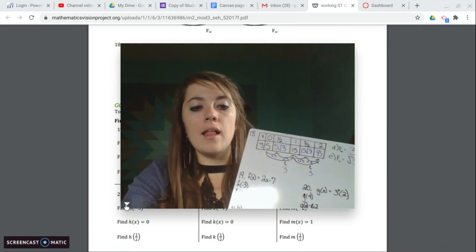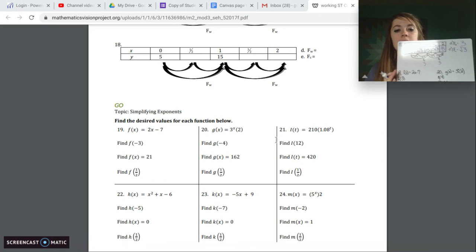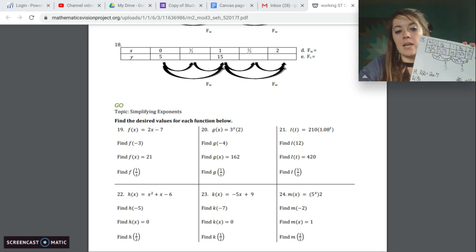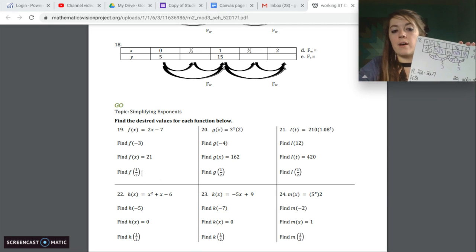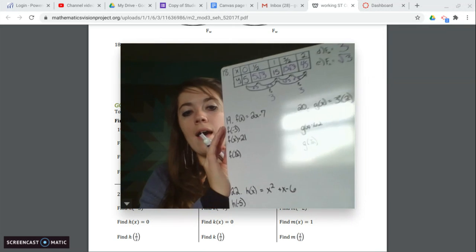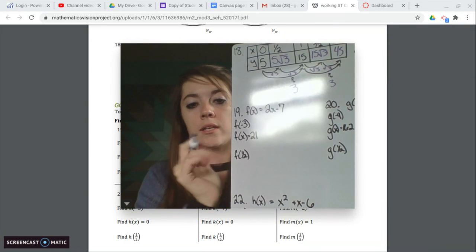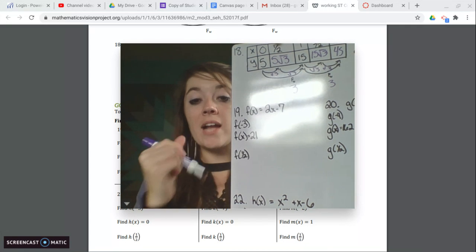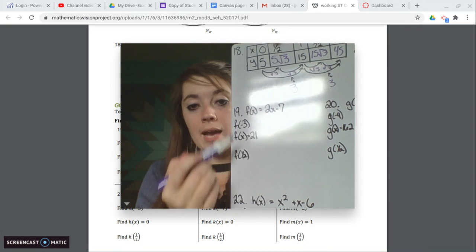All right. The last section that we're looking at is find the desired values for each function below. So we are going to look at 19 together. We have f of x equals 2x minus 7, and we want to find f of negative 3. We want to find f of x equals negative 21, and we want to find f of 1/2. When we have the f of a number, like this one and this one, that just means we're plugging in the value inside for x.